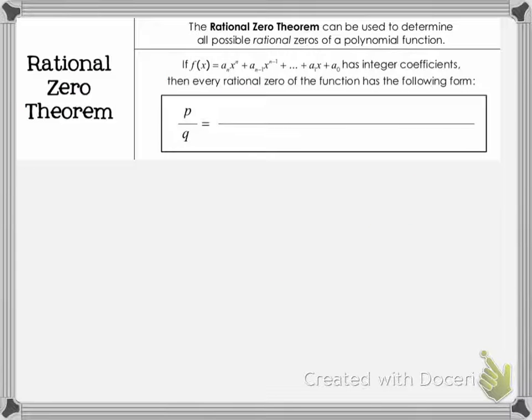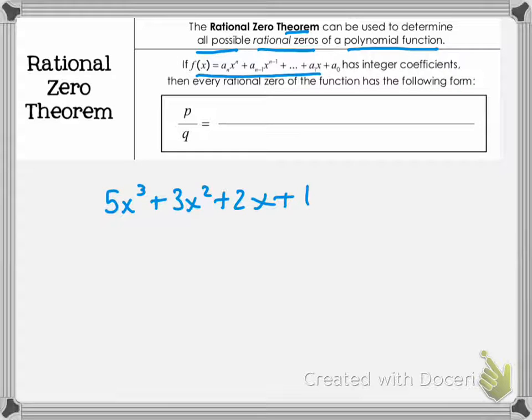All right, so here's what the rational zero theorem says. It can be used to determine all possible rational zeros of a polynomial function. So using this theorem can help you get all possibilities. Not that they are, but that they're the possibilities. And so say you have just a normal polynomial. So I'm going to write one like 5x to the third plus 3x squared plus 2x plus 1. And it has integer coefficients. Then every rational zero of the function has the following form.